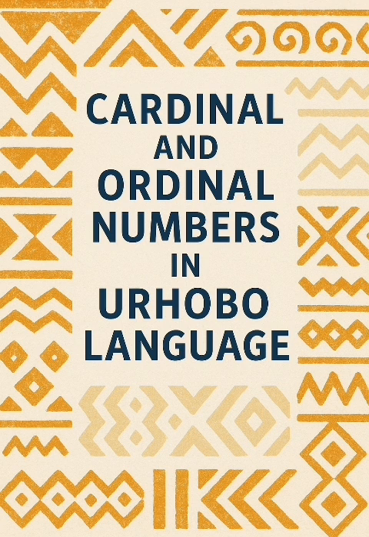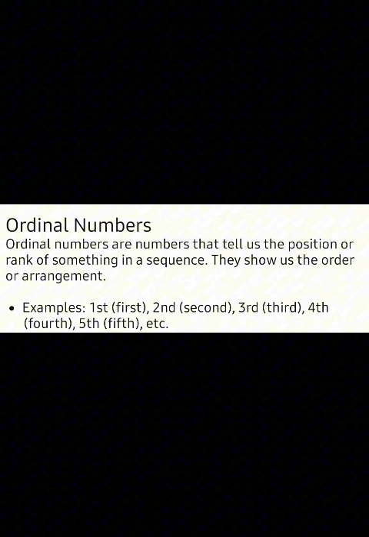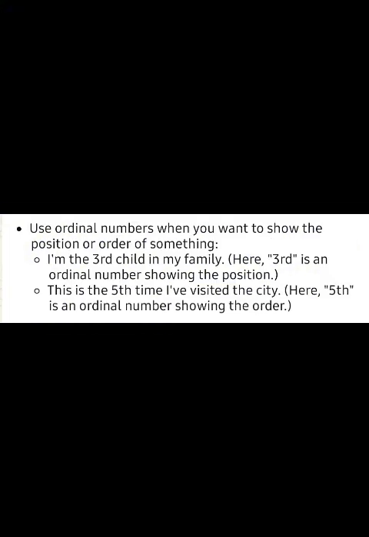Now, what about ordinal numbers? While cardinal numbers tell us the quantity or how many things that we have, ordinal numbers tell us the rank, the arrangement, or the position, the level of the things that we have. For example, I can say I am the third child of my parents. Here now, the word third has put me in a position or in a rank or a level or in an arrangement in regards to the number of children in the house. So that is what ordinal numbers are. Ordinal numbers tell us the rank, the level, the arrangement of things in a sequence.